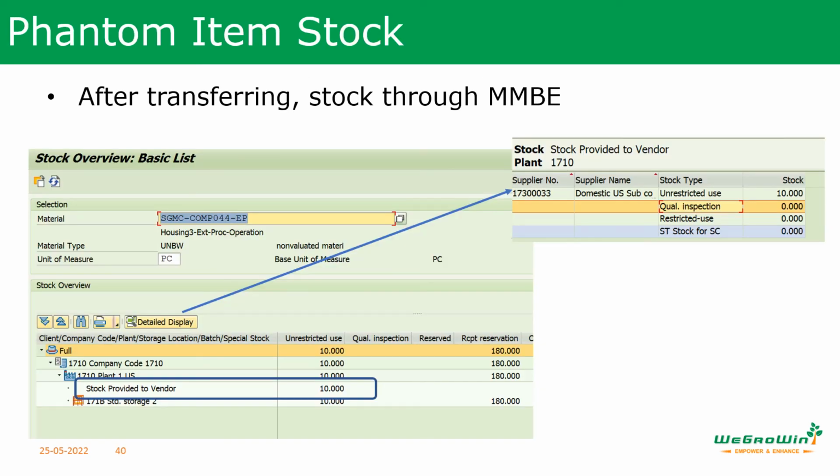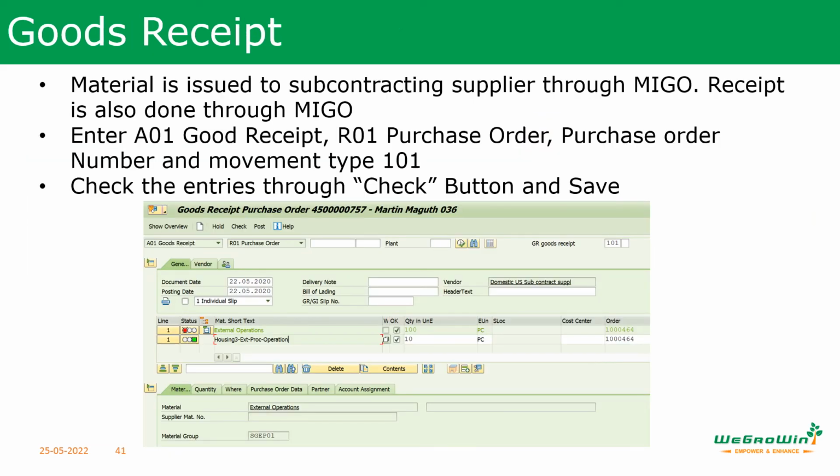Once we enter the stock details, the system is moving the stocks, right? The 20 numbers which are moved to the subcontracting vendor, it is showing the stock there: 10 in the subcontracting, 10 in our own stock. Now the metal is issued to the subcontractor through MIGO, and then we have to receive it back. So issuing is done through MIGO, and receipt is also done through MIGO.